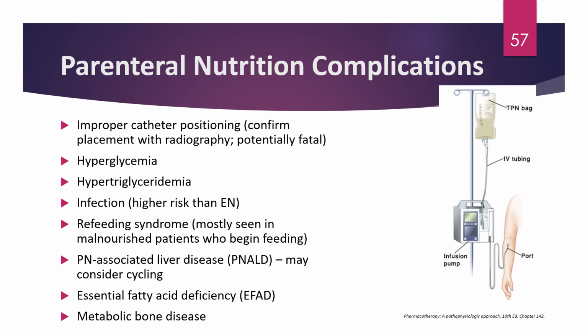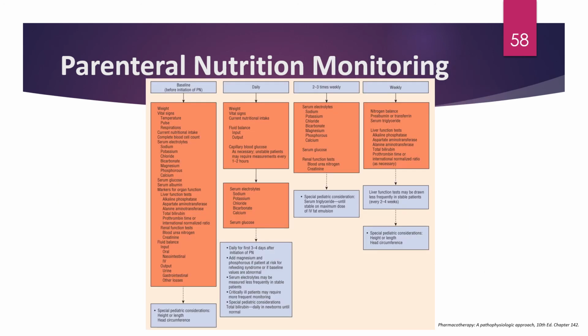So keep in mind from this slide that a lot of the bottom complications are chronic in nature. Keep in mind the top ones are going to be more acute in nature. So PN-associated liver disease, essential fatty acid deficiency, and metabolic bone disease are long-term or chronic complications from patients who are on PN for weeks or months at a time.